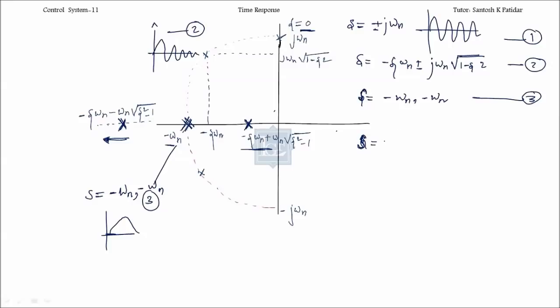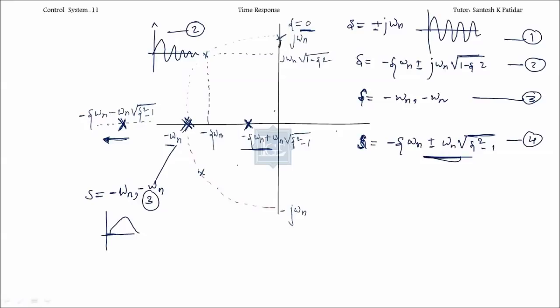So in the fourth case, we got minus zeta omega n plus minus omega n square root of zeta square minus 1. Now it's not j, it's directly omega n. These are the poles over the negative real axis only. There is no imaginary part over here. This is case 4. That's why we get one pole near to the imaginary axis and another pole away from the imaginary axis.